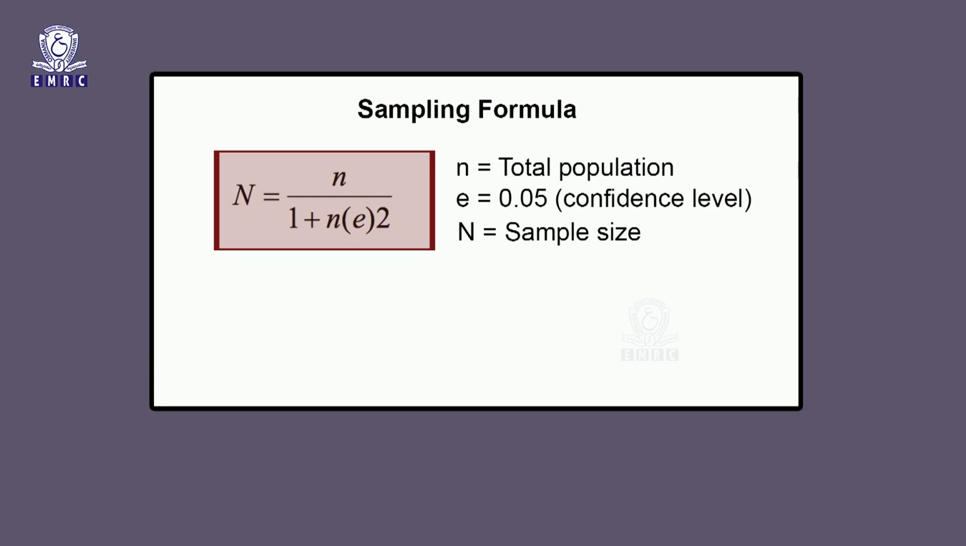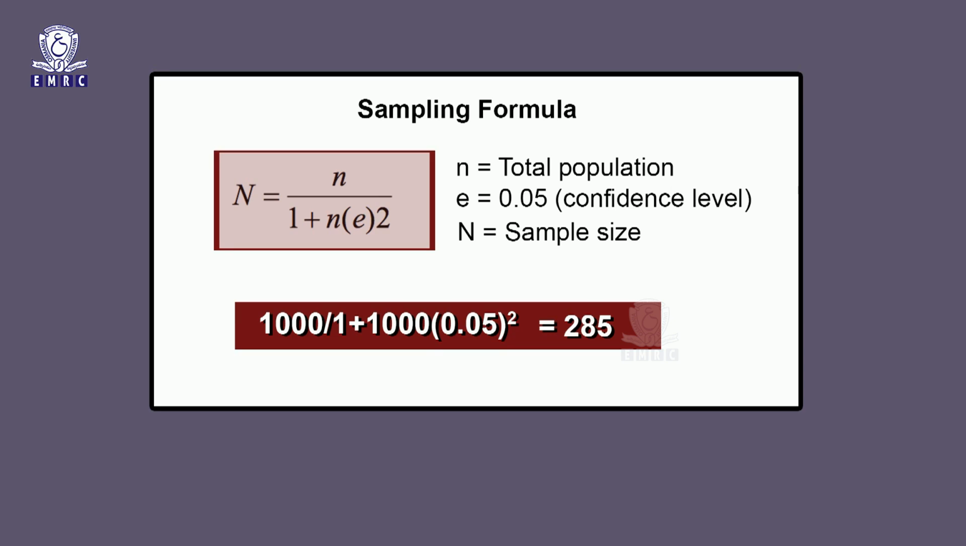We can calculate the sample size using the mathematical formula: capital N is equal to small n divided by 1 plus small n into e square, where small n represents the total population to be studied with the specific features, and e is equal to 0.05. We are going to use the confidence level at 0.05, where capital N is equal to the sample size.